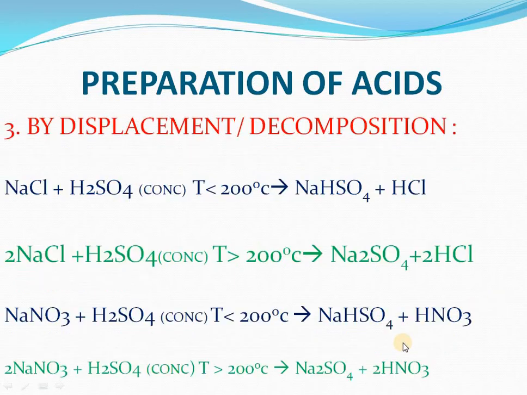That's not a problem. The next method of preparation is by displacement or decomposition. See, NaCl plus concentrated H2SO4, at temperature less than 200 degrees Celsius, gives NaHSO4 plus HCl. What will be the variation with the temperature?